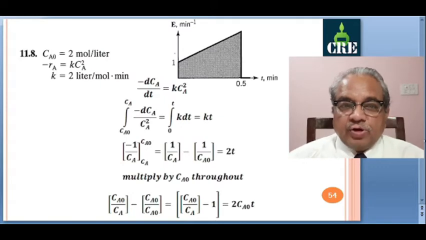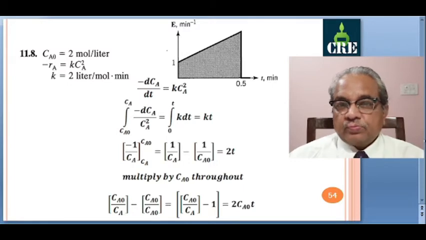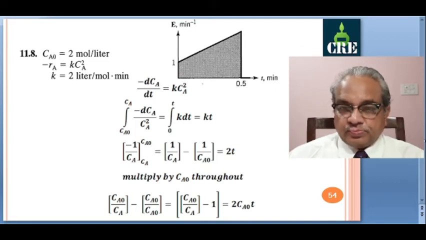Next, 11.8. Here Ca0 is equal to 2, and minus Ra is K Ca square, a second order reaction. The second order rate constant value is 2, and you have here a different kind of E curve given. This is 0.5, this is given as 1.